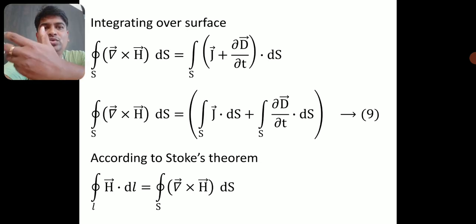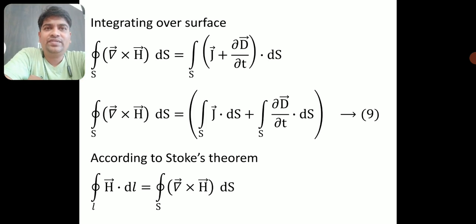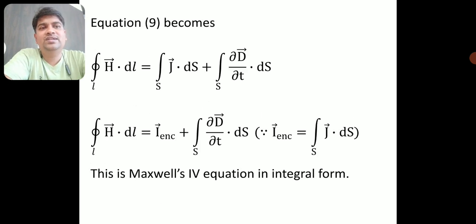I know from Stokes theorem, which converts a line integral into a surface integral, that a line integral of a vector is equal to a surface integral of the curl of the vector. So the line integral of H dot dl is equal to the surface integral of curl of H dot dS. I am substituting this Stokes theorem in equation 9. So instead of the surface integral, I am substituting the line integral of H dot dl, which is equal to the surface integral of J dot dS plus the surface integral of ∂D/∂t dot dS. That's what I have substituted.